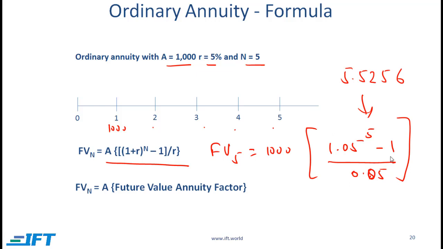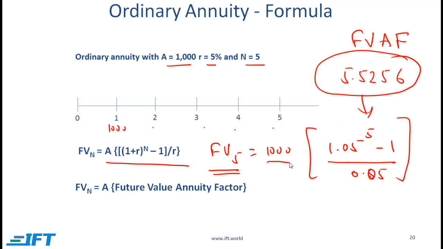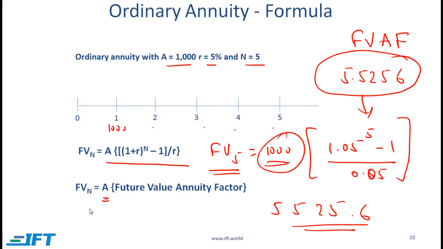If you do the calculation, you should get 5.5256. So this is the future value annuity factor. To come up with the future value, you take the annuity payment 1,000 and multiply it by the future value annuity factor, and you will get 5525.6, which is the same answer that we got on the previous slide. On the exam, if you are given the annuity number and the future value annuity factor, you simply need to multiply the two numbers to get the future value.